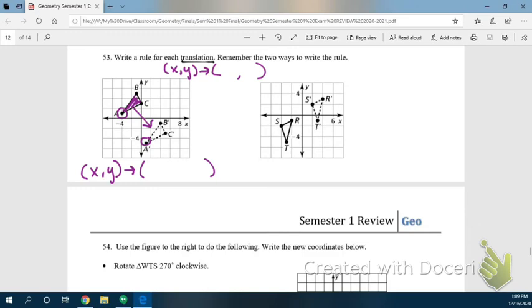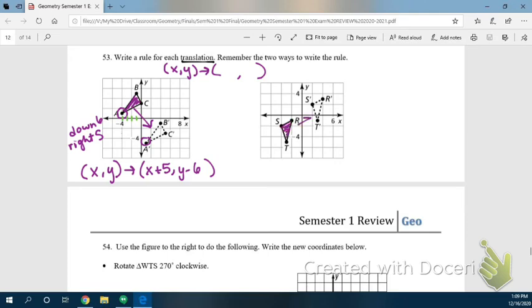Notice that these are going by 2. So it's going down 1, 2, 3, 4, 5, 6, and to the right 1, 2, 3, 4, 5. So it is going down 6. I always like to write what it's doing. So down 6 and right 5. With that said, if it's going right 5, that'll be x plus 5, and down 6 will be y minus 6.